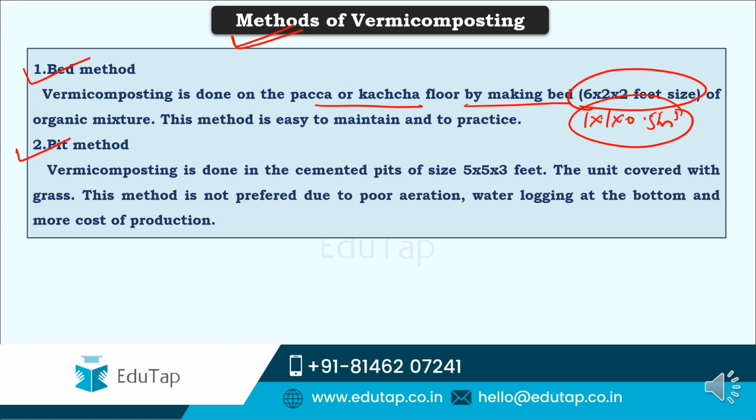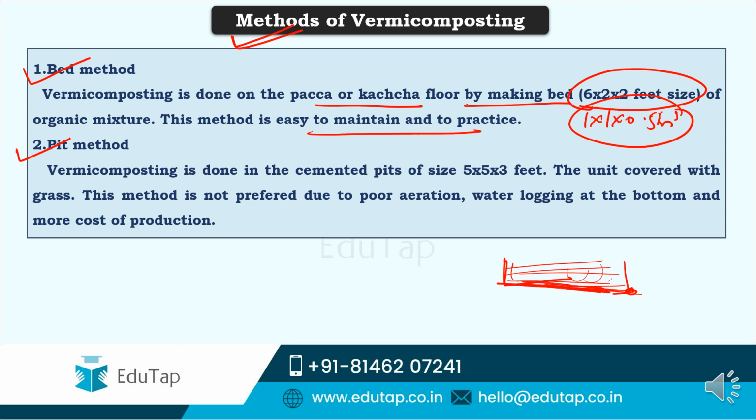Now this method is easy to maintain and practice, because when these beds are prepared, they are slightly slanting at the bottom. So whatever excess water is there can be removed easily, as there would be a drainage system here. Once you place this material here, sometimes there might be some excess water, that can be removed easily, and the vermicomposting can be done properly.